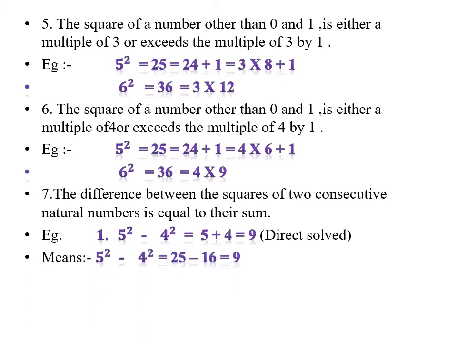How? Just see it. 5 square means 5 into 5, that equals 25, minus 4 square means 4 into 4, that equals 16. So 25 minus 16 gives you 9.